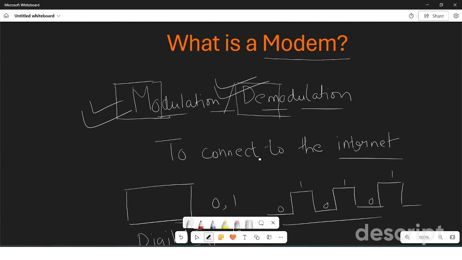So this is the whole thing why we require a modem and what exactly is a modulation and a demodulation. I hope now the entire thing of a modem and modulation and demodulation is now clear to you.